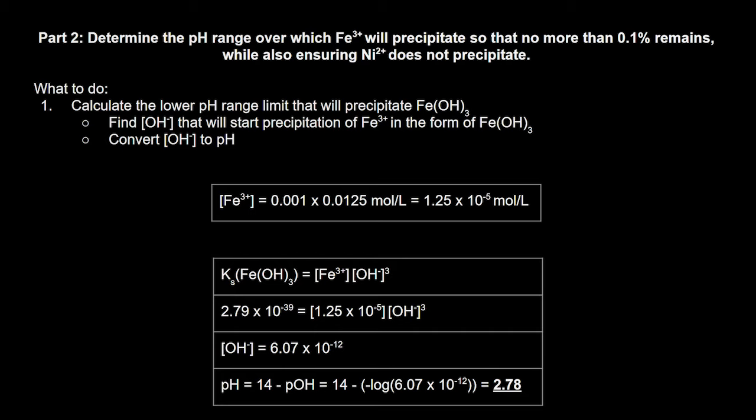But we're going to keep adding hydroxide to precipitate more out, and we're going to now calculate the upper limit of hydroxide, the upper limit concentration that will cause nickel to precipitate, which we don't want. That's where we're going to stop the precipitation.